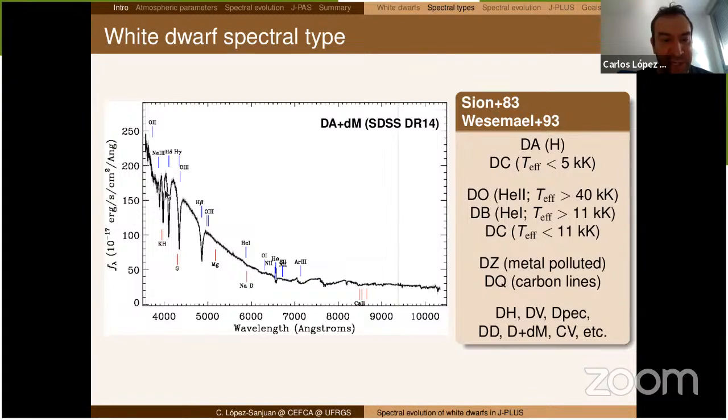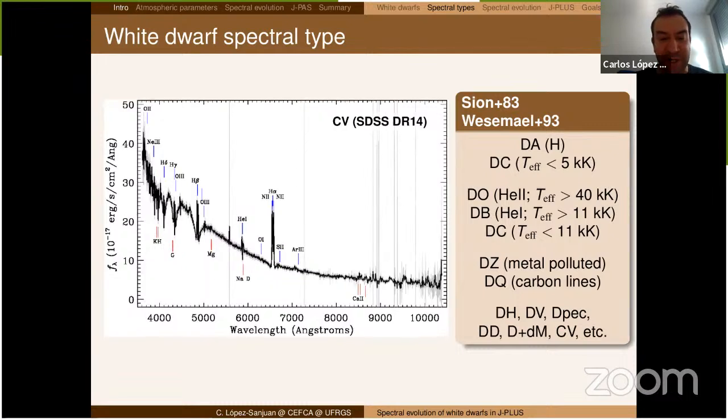So in the blue, you see a DA with the Balmer lines, but when you go to the red part, you start to see the typical absorption features of a red dwarf. Also, if this red dwarf is very close to the white dwarf, you can have accretion, and that is when you have cataclysmic variables, for example. This is an example in which you have an accretion disk, so you can see H alpha and H beta and other Balmer series lines in emission. So, as you see, a great soup.